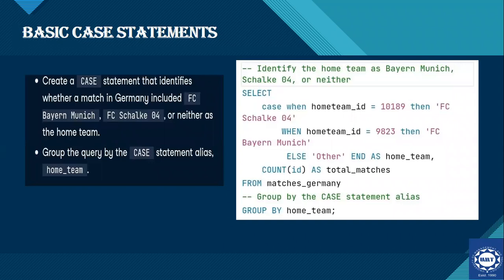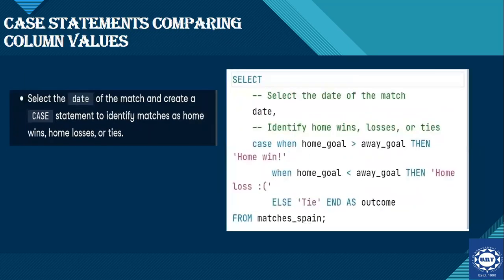Basic case statements. Create a case statement that identifies whether a match in Germany included different columns or neither as the home team. Group the query by the case statement, which is aliased by home team. Then case statements comparing column values. Select the date of the match and create a case statement to identify matches as home wins, home losses, or ties.